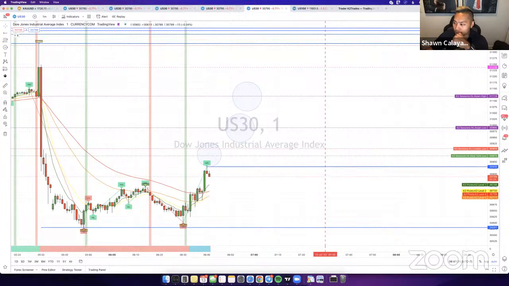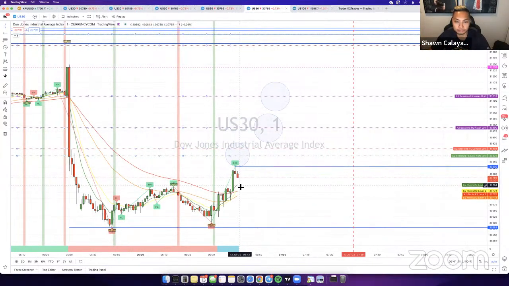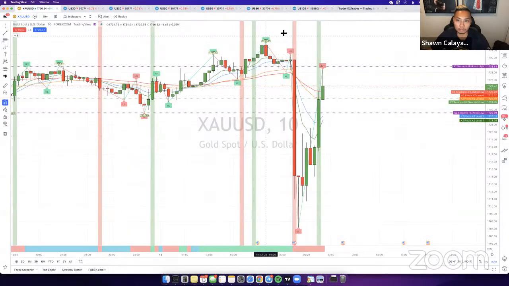Yeah, no, Rashida said it's moving like Asia. Yeah, it's super slow right now. It's not really moving at all. Let's see if there's anything else here that I'm missing. Nothing at the moment. Let's take a look at gold real quick.